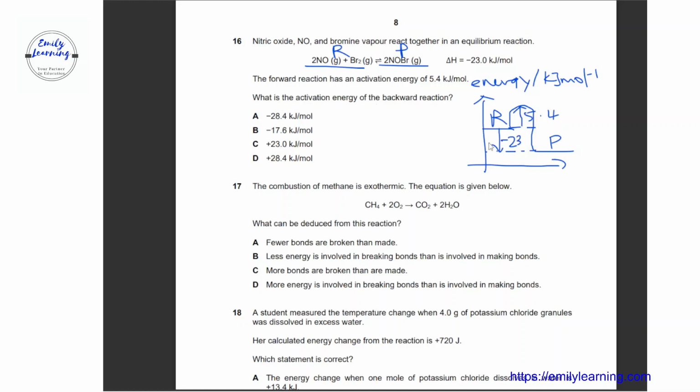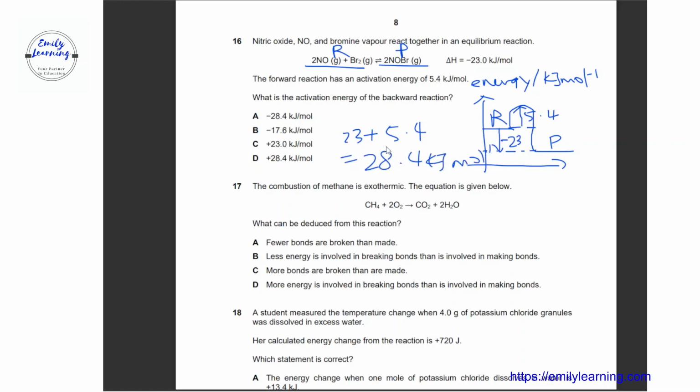To find the activation energy is basically from where you start to the highest point, right? So the activation energy of the forward reaction is basically 5.4 because we start with NO and Br and we go to the highest point. To find the activation energy of the backward reaction is basically starting with NOBr, which is here, and go to the highest point. So it will be 23 plus 5.4, which is 28.4 kilojoules per mole.